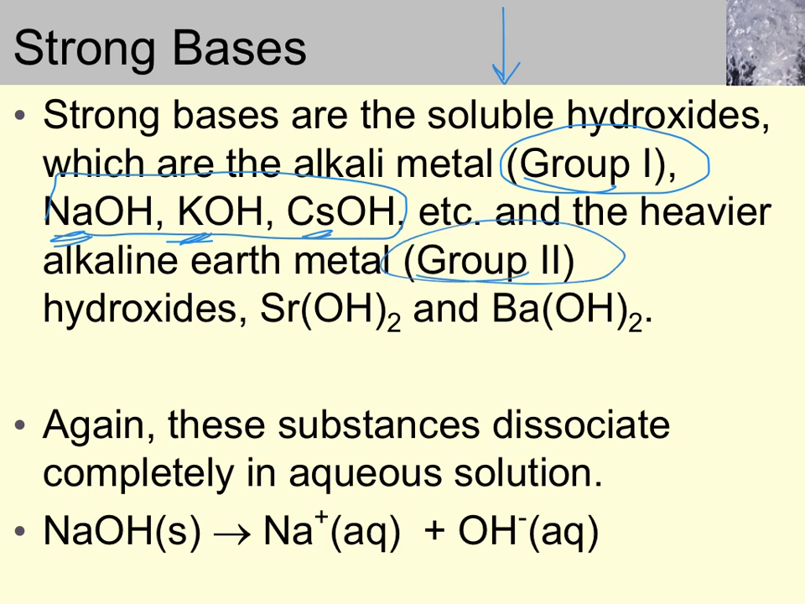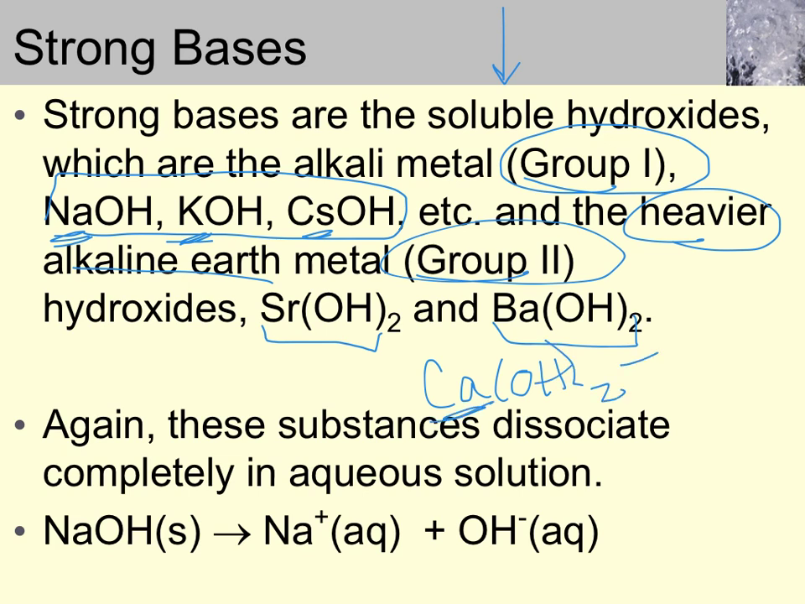And then in group 2, which is the alkaline earth metals, it's the heavier metal hydroxides, so strontium and barium. Calcium hydroxide, which is about halfway down group 2, some books consider it strong and some consider it not strong. It's kind of right on the border. But the higher up alkaline earth metals like magnesium, for example, magnesium hydroxide is a weak base. So it's only the heavier metals in group 2.